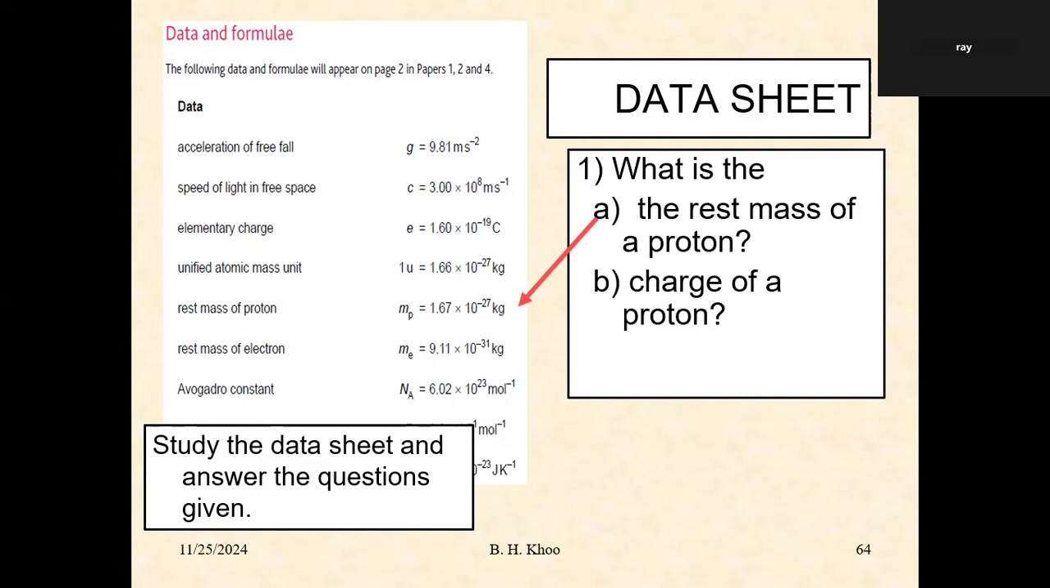Wait, because I'm on iPad. It's on the diagram there. Right? Either the charge of a proton or the charge of an electron. Okay, refer to the data sheet.